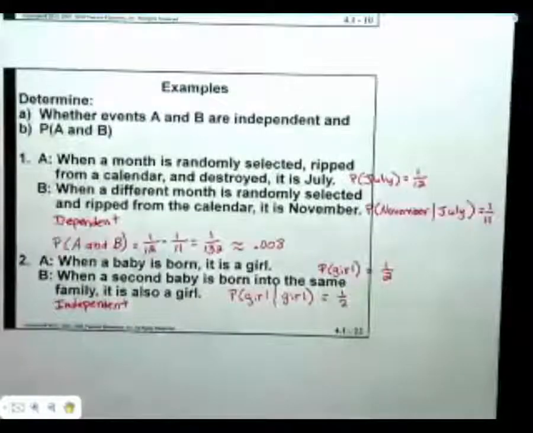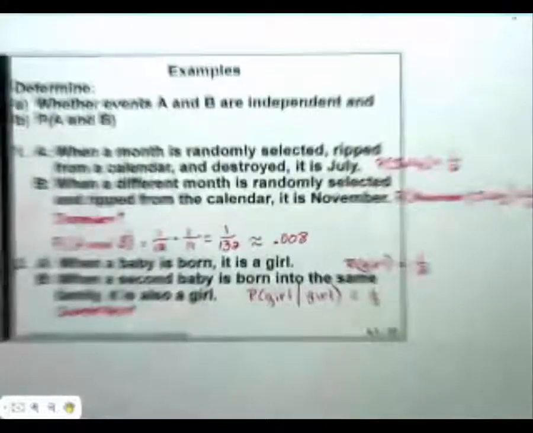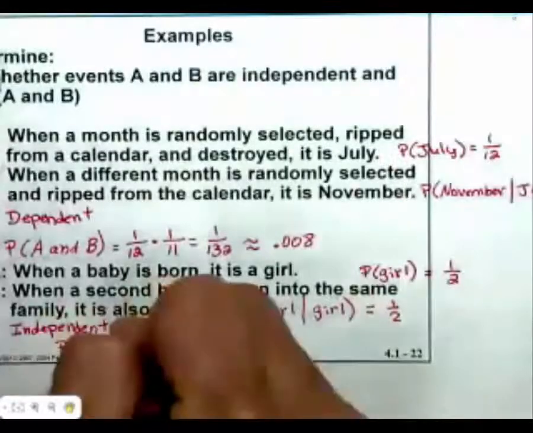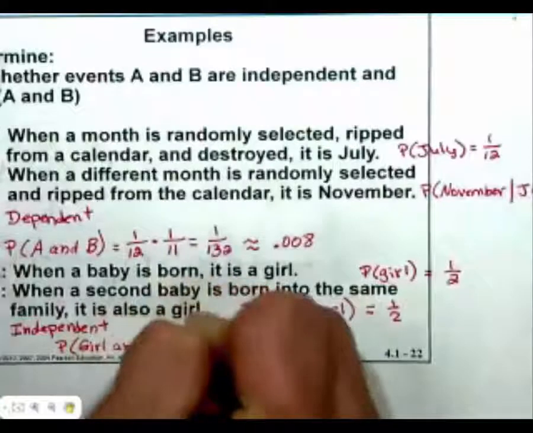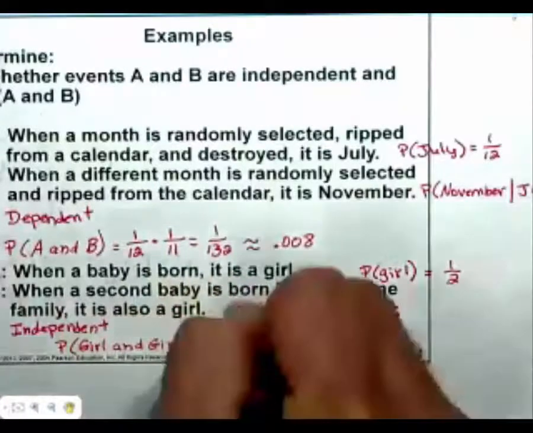So how do you find the probability of the first child being a girl and the second child being a girl? 1/2 times 1/2.